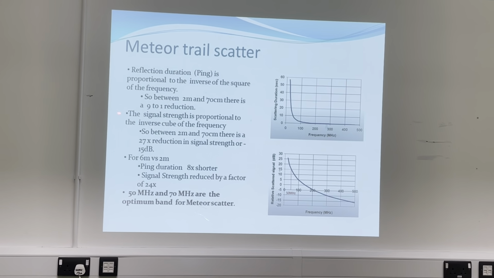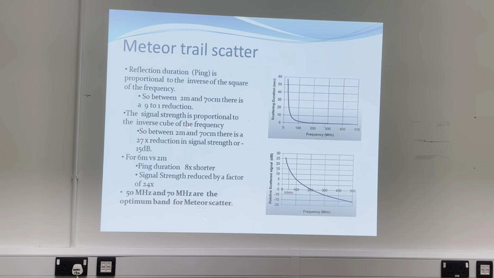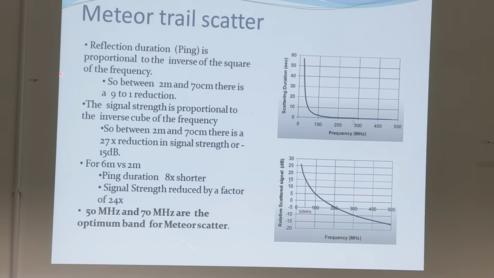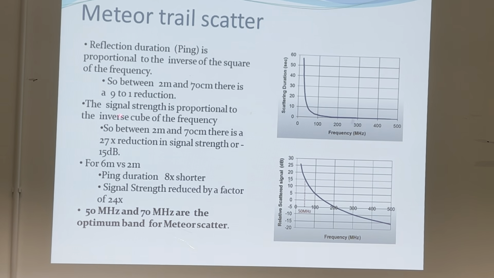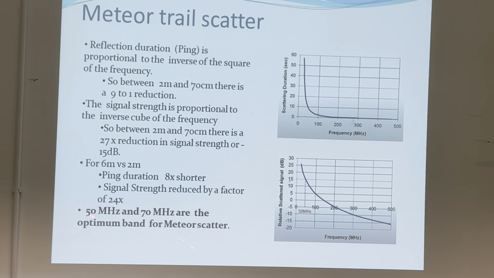The next problem is, when you look at the signal strength, it's proportional to the inverse cube of the frequency. So what that means is it drops off very rapidly again. The difference between 2 metres and 70 centimetres is basically 15 dB. So the signal strength is dropping off all the time. If you look at 6 metres versus 2 metres, signal strength is reduced by a factor of 24.